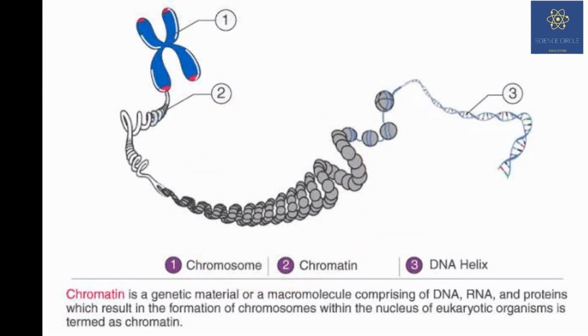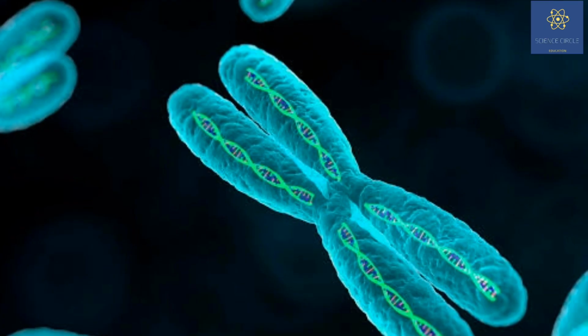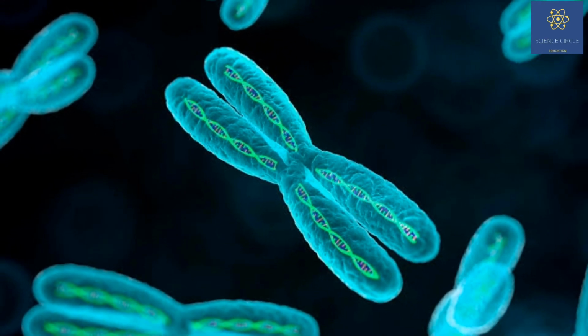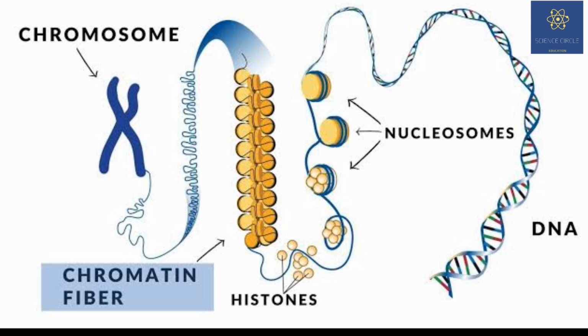At the time of cell division, the chromatin becomes thick and ribbon-like, which is known as chromosomes. A nucleus contains as many chromatin fibers as the number of chromosomes that appear during cell division. What is this chromatin fiber made up of? The chromatin fibers are composed of DNA, that is deoxyribonucleic acid, and histones, which are a type of protein. The DNA winds around a core of 8 histone molecules. Each such complex is known as a nucleosome.